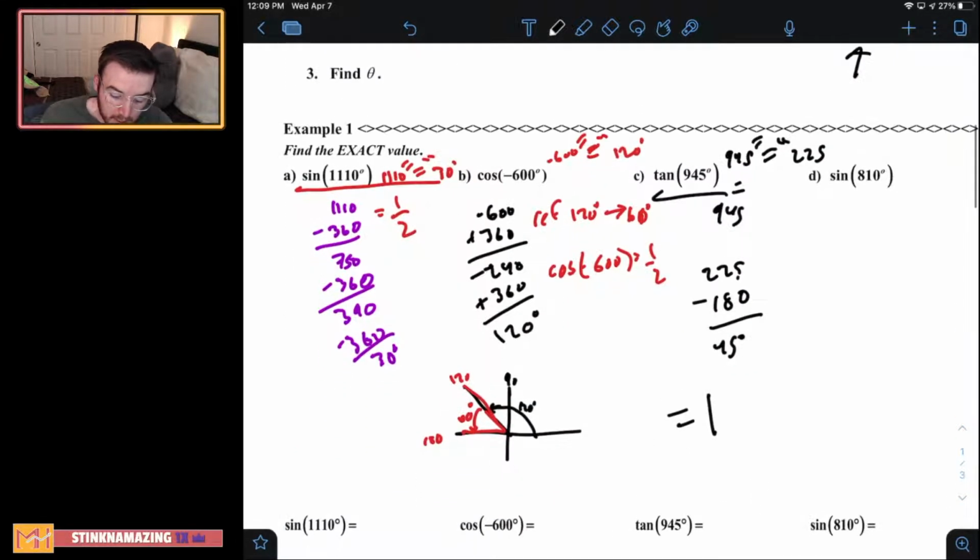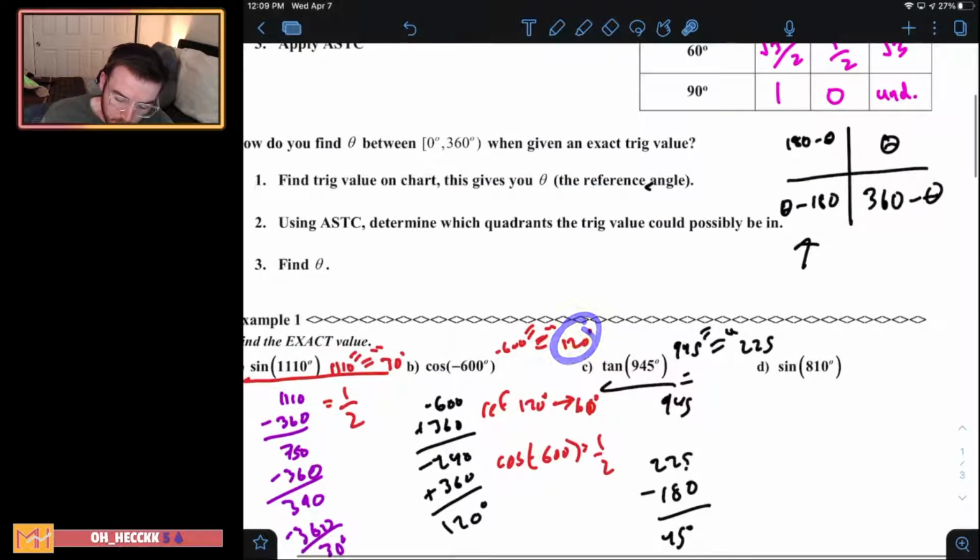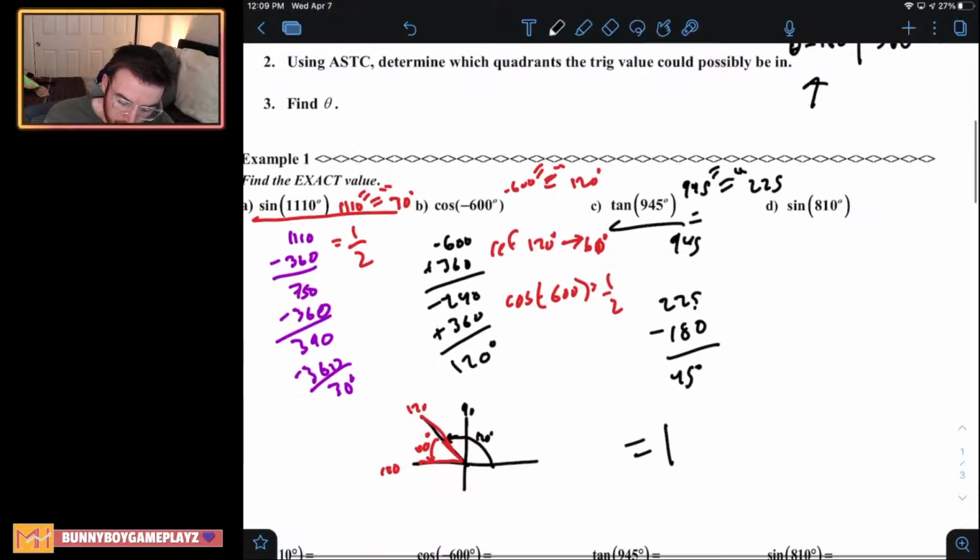I made a mistake on B. I apologize. Okay? 120 degrees is in quadrant 2. So cosine is going to be negative. So this is a negative 1/2.